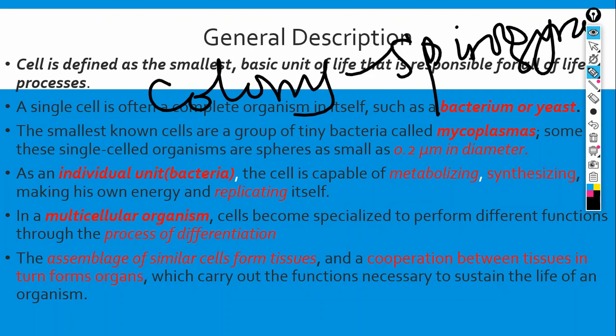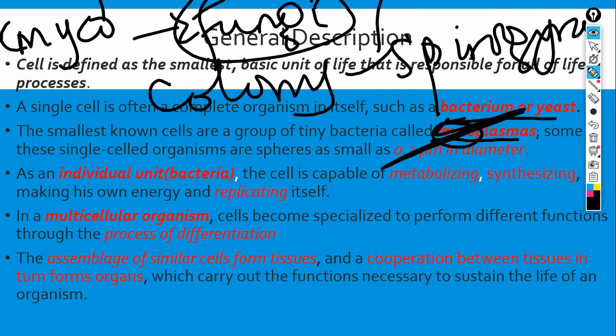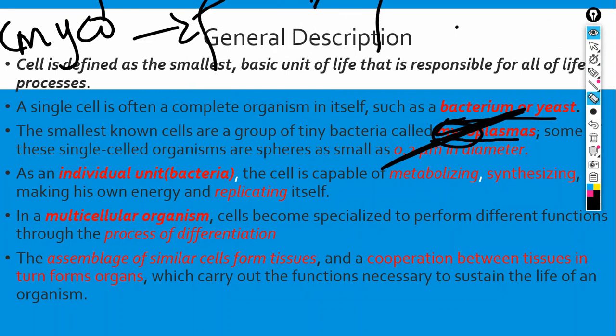All right. So, and then we have single unit, single organism, single entity, such as bacterium or yeast. And the smallest known cells are a group of tiny bacteria called mycoplasmas. Now, mycoplasmas, the word myco refers to fungi. Anytime you hear the word myco, it refers to fungi, that is plural of fungus. Is that okay? Plural of fungus, all right. Or related with the fungi, the fungus family, the fungus kingdom, the fungi kingdom, all right.